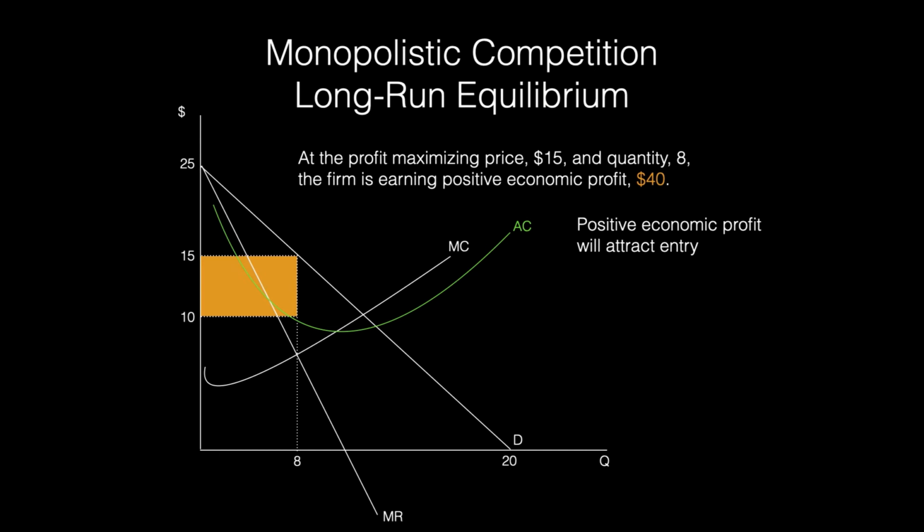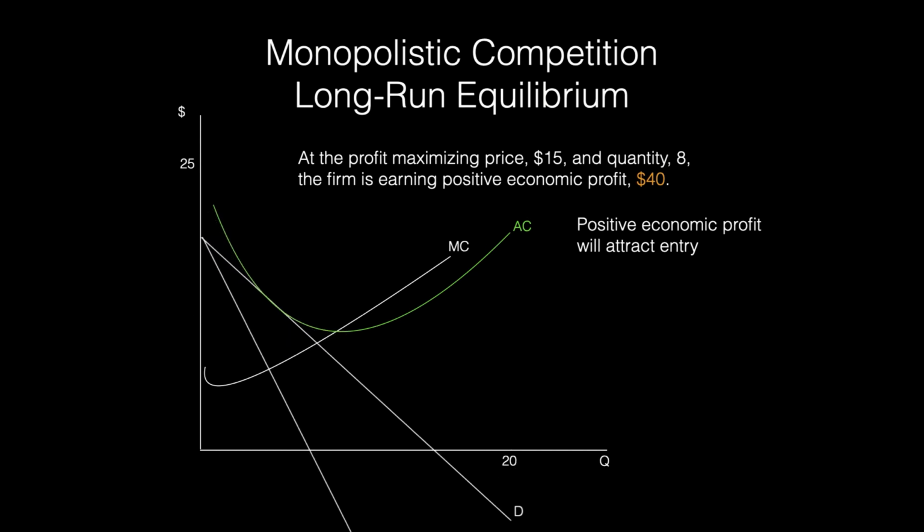How do we show graphically the loss in some customers? We show this by a decrease in demand. So in monopolistic competition, entry causes the incumbent firm's demand curve to shift to the left.